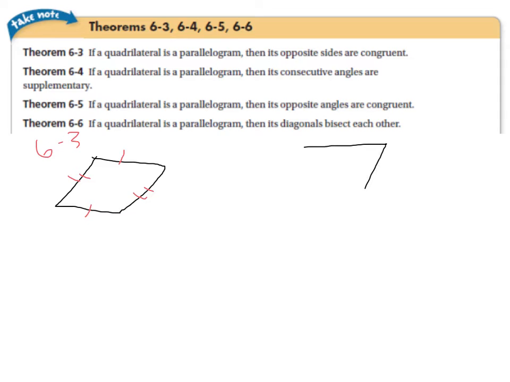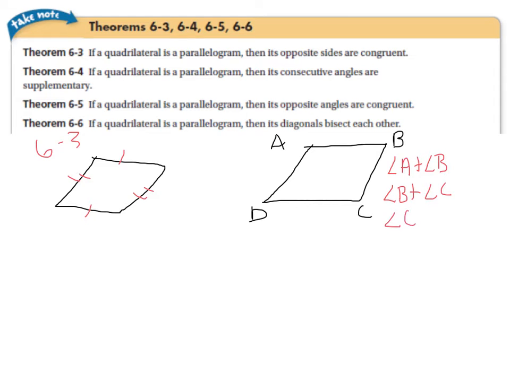If I know a quadrilateral is a parallelogram, then I know its consecutive angles are going to be supplementary. Consecutive means angles that are right next to each other. So if I were to write up what this is talking about, let's say angle A plus angle B, because those are right next to each other. Angle B plus angle C, angle C plus angle D, and angle D plus angle A. All those are supplementary, and what supplementary means is they add up to 180 degrees. So that would be a picture for my 6-4.